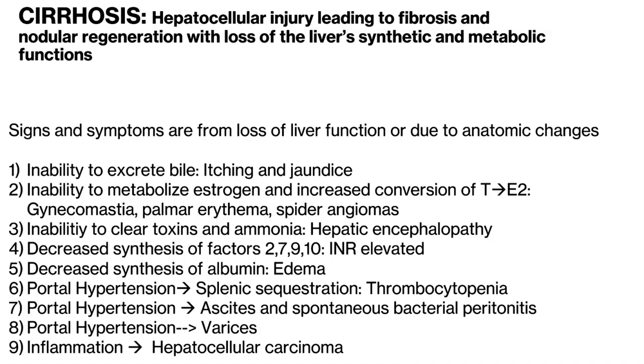Portal hypertension leads to splenic sequestration, causing thrombocytopenia, as well as ascites, which can increase the risk for spontaneous bacterial peritonitis, as well as esophageal and other GI varices. The inflammation of the liver over time increases the risk for hepatocellular carcinoma.